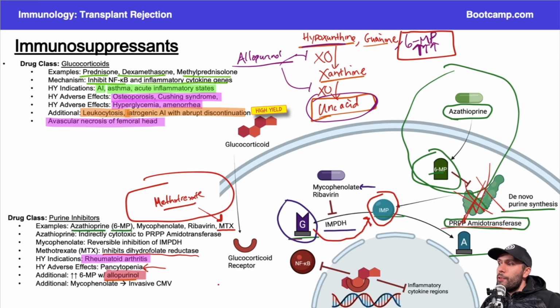So just remember, if you have a patient in a board question on allopurinol and they're getting 6-mercaptopurine, there can be some serious side effects to that. And there's a lot of different ways they can word that, but you just have to remember that these two are associated in that way, in the sense that 6-mercaptopurine is broken down by xanthine oxidase, much like hypoxanthine and guanine. Finally, the last thing on here, just remember mycophenolate being associated with invasive CMV infections. So this is, again, an opportunistic infection that would push you in the direction of mycophenolate. So just keep that in mind.